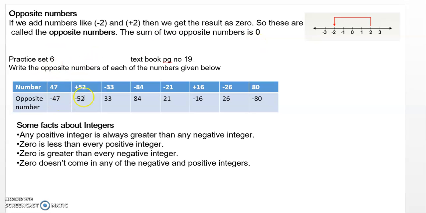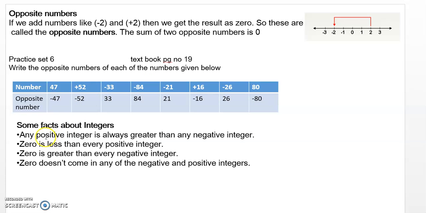So here I have solved set 6. What if the number given is 47? What will be the opposite? Only put a minus sign and write the number as it is. For plus 52, you write the number and change the sign. What is the opposite of plus? Minus. What is the opposite of minus? Plus. Minus 84, opposite is plus 84. Opposite of minus 21 is plus 21. Opposite of plus 16 is minus 16. Opposite of minus 26 is plus 26. Opposite of 80 is minus 80. So this is set 6.